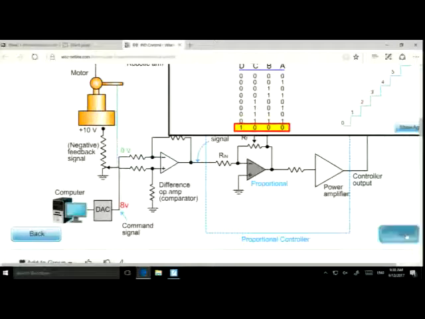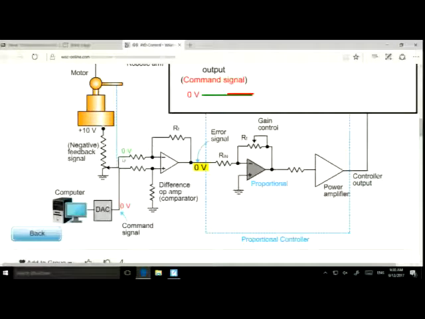Did that move? Press next. Yeah, so it's moved to the new position. It's giving 0 volts out here. Both the feedback system's giving 0 volts, so there's no voltage there.